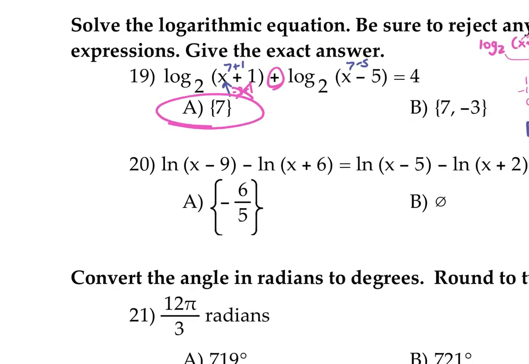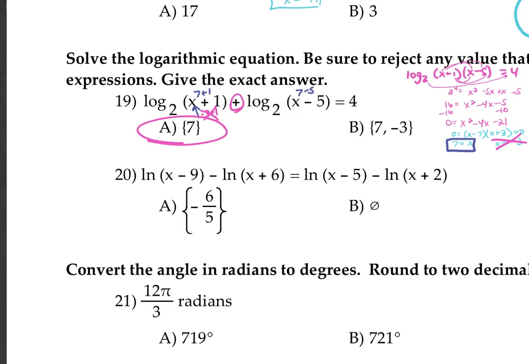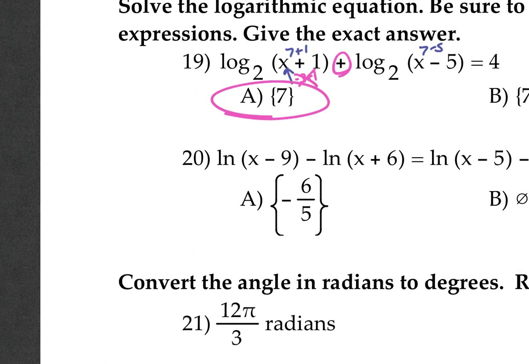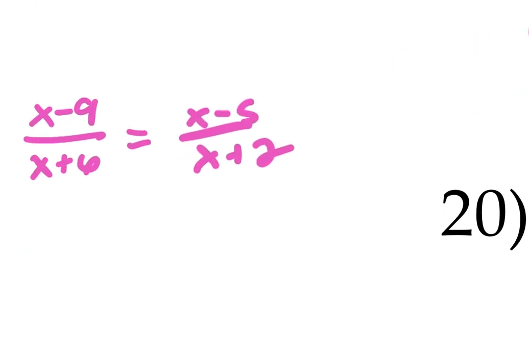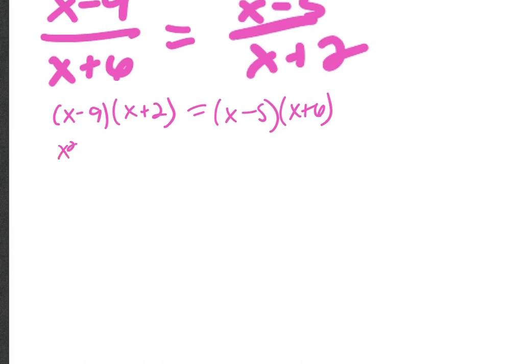All right, 20, you have two ln's on either side of the equal sign, and it's a subtraction sign. So we're going to condense by dividing. (x minus 9) over (x plus 6) would equal (x minus 5) over (x plus 2). So then we can cross multiply. (x minus 9) times (x plus 2) equals (x minus 5) times (x plus 6). I'd get x squared minus 7x minus 18 equals x squared plus x minus 30.